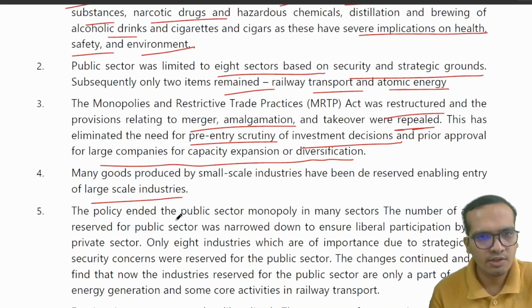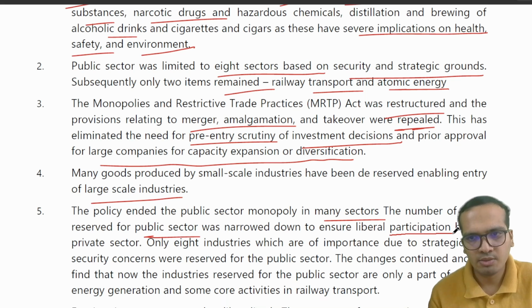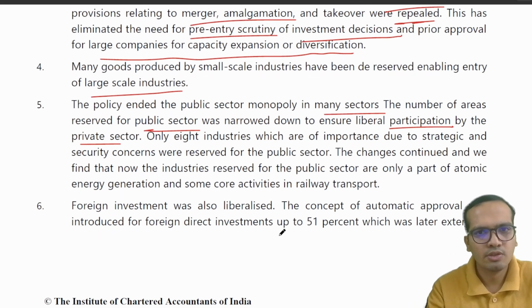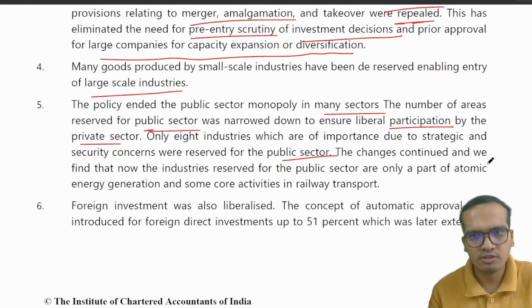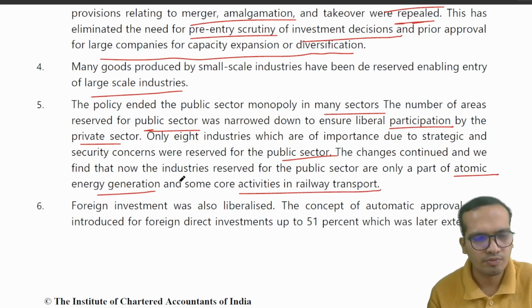The policy ended the public sector monopoly in many sectors. The number of areas reserved for public sector was narrowed down to ensure liberal participation by the private sector. Only 8 industries which were of importance due to strategic and security concerns were reserved for the public sector. The change continued, and we find that now the industries reserved for the public sector are only a part of atomic energy generation and some core activities in railway transportation.